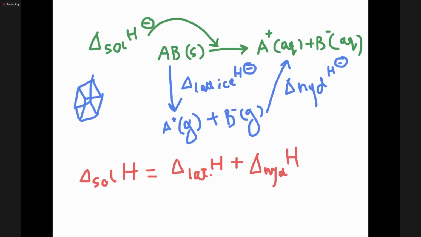So ultimately, since enthalpy is a state function, in this case we will have ΔH solution equal to ΔH lattice plus ΔH hydration. And since enthalpy is a state function, its value does not depend on the path. For most of the ionic compounds that we will deal with, ΔH solution is actually greater than 0. That is positive.